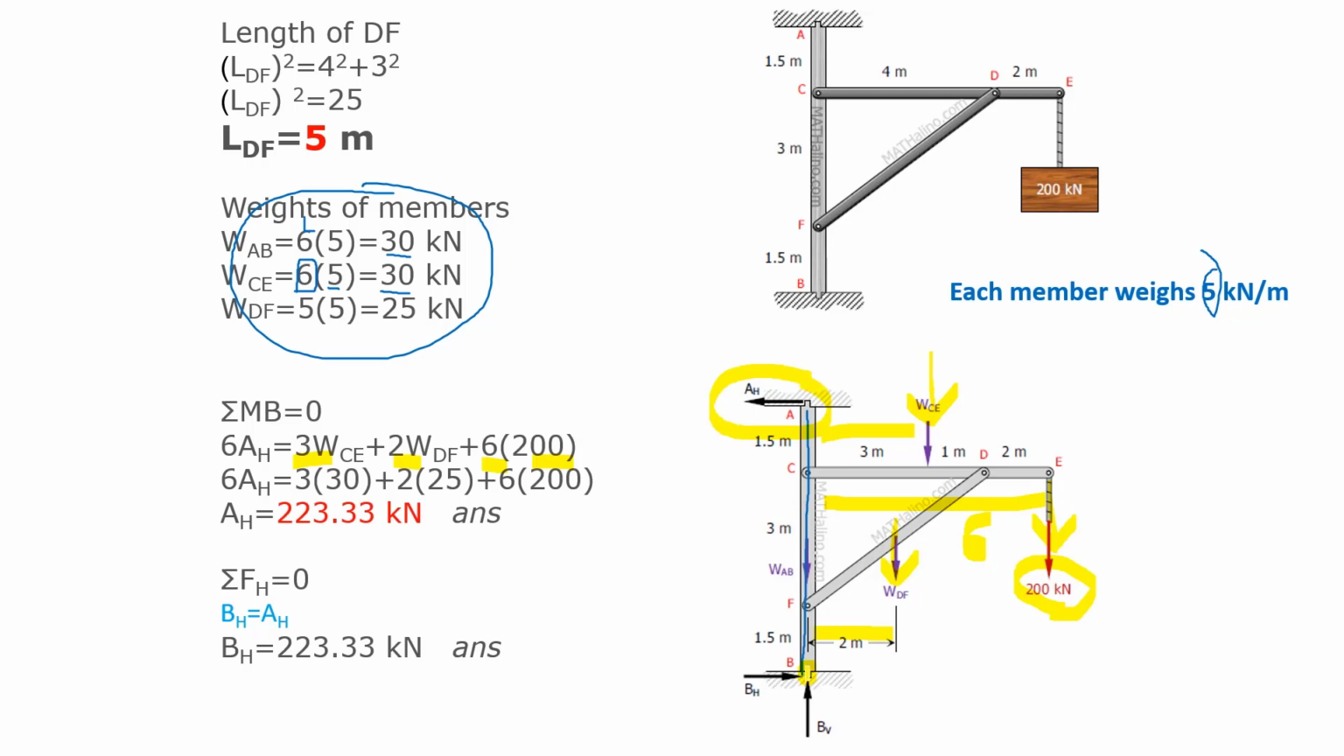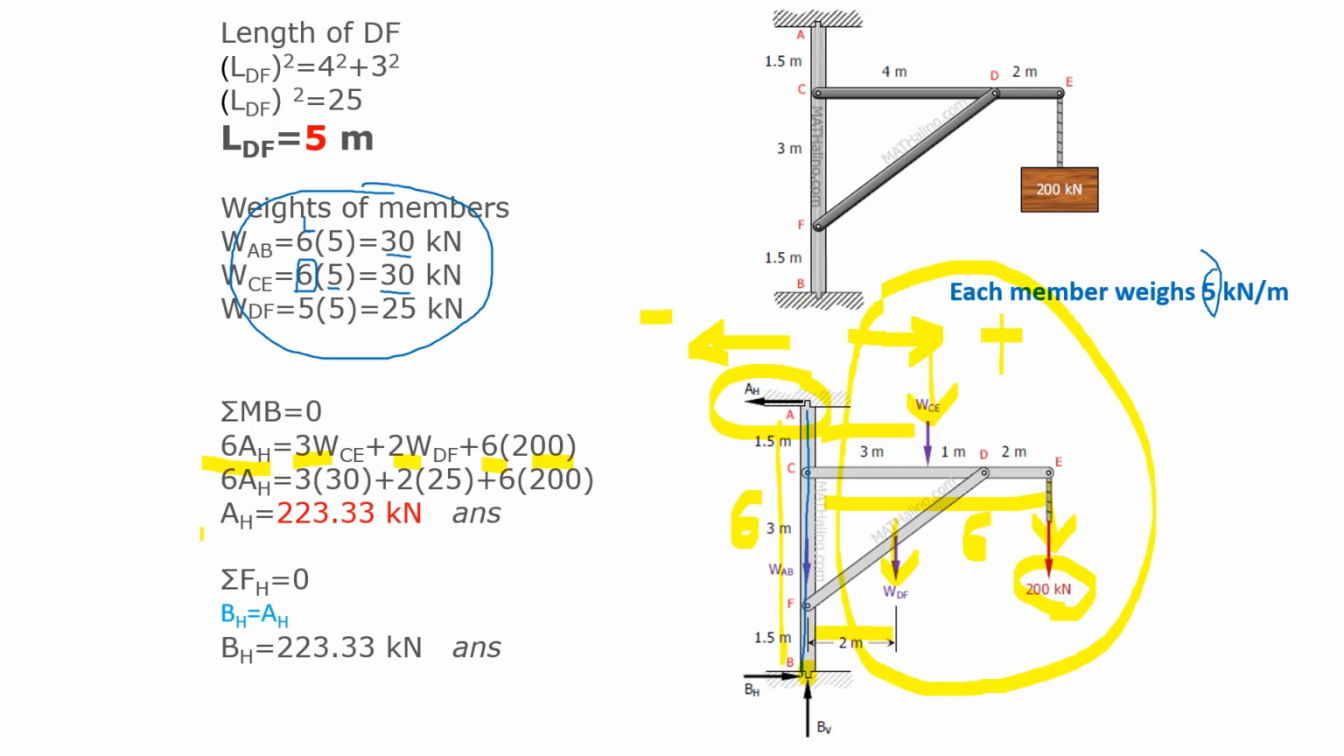Of course, A horizontal has 6 meters length here. This is minus, this is plus. Let's think like this. And because of the equilibrium, 6A horizontal is equal to this part of momentum. And when it is calculated, we find AH as 223.33 kilonewton. This is step 1.